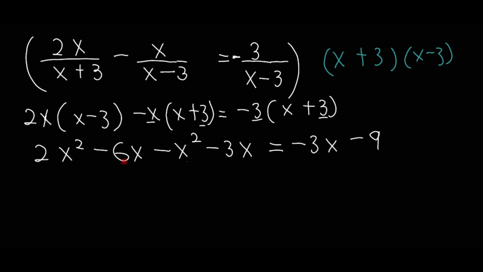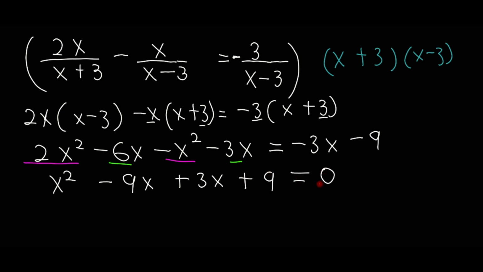And now we group the like terms. At this side, we have 2x squared minus x squared, which is x squared. And as for this one and this one, minus 6x minus 3x gives minus 9x. And then we take this minus 3x to this side, and this minus 9 to this side, and then we change the signs. So we have plus 3x and then plus 9 is equal to 0. So we have x squared, and then minus 9x plus 3x gives minus 6x, and then plus 9 is equal to 0.